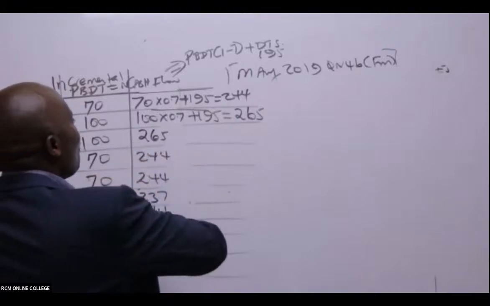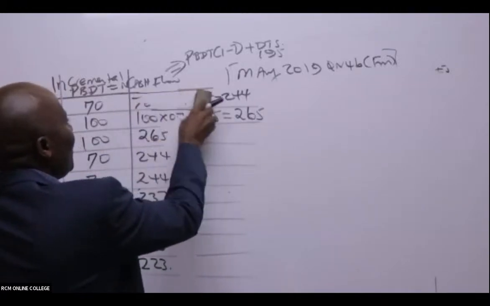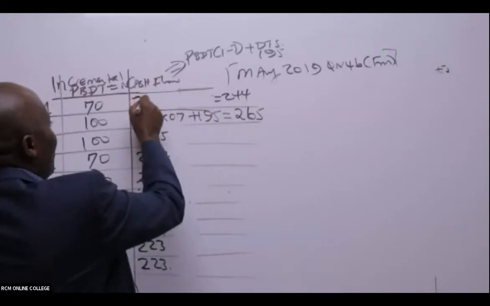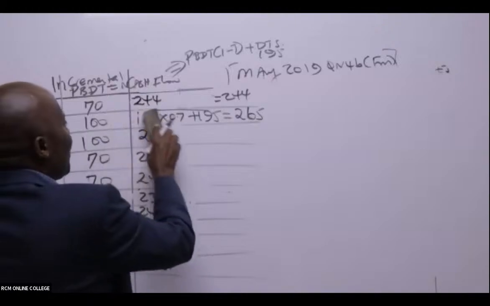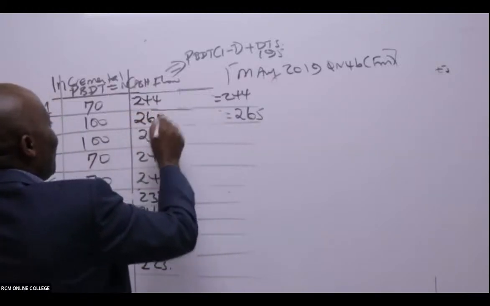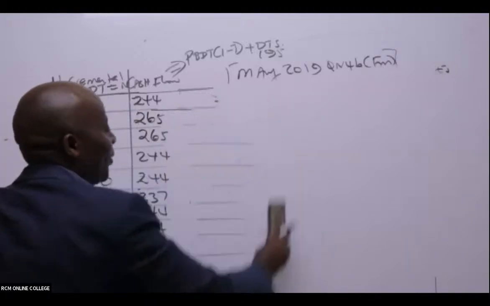So this is 244, this is 244, this is 244, and this is 265. All right. Thank you so much.